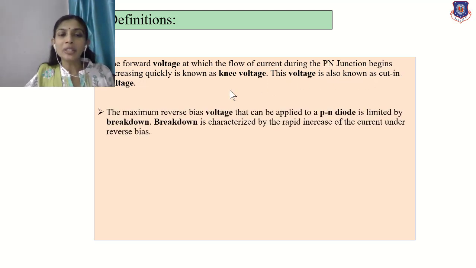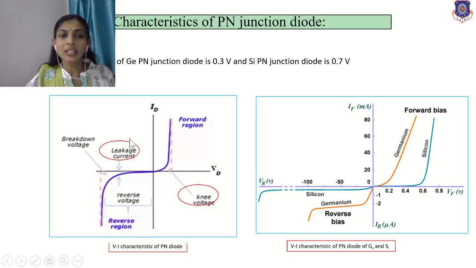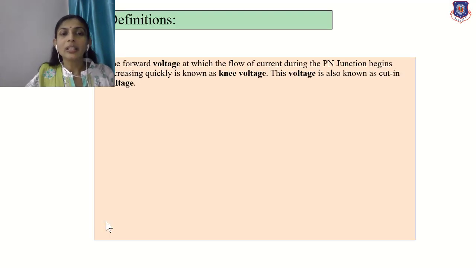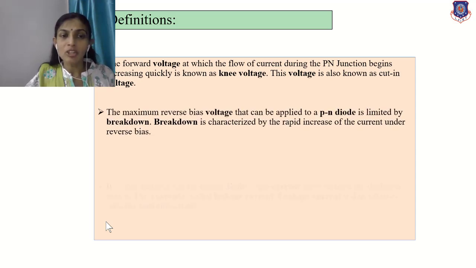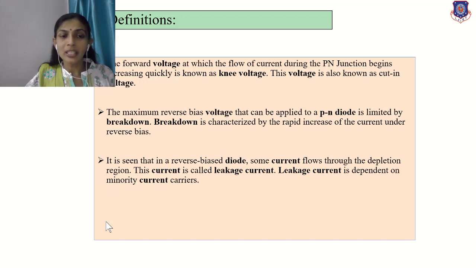The second most important definition is the maximum reverse voltage in a PN junction diode, which is applied to the PN junction diode, and it is limited by breakdown. When the junction breaks down, it is characterized by the rapid increase of current under reverse bias. You can understand from this figure again. This is the breakdown voltage from which the junction breaks down and a large reverse current will flow. Okay, so first of all, we have studied the knee voltage, then the breakdown voltage and the maximum reverse voltage, right?